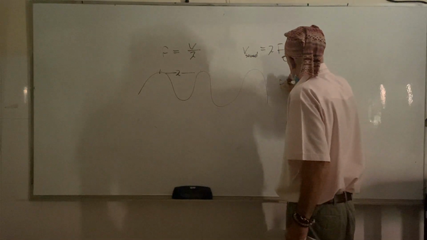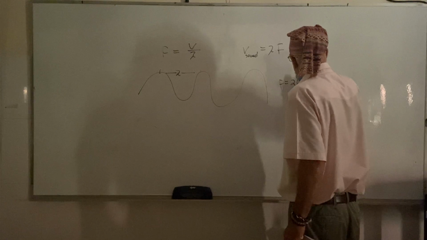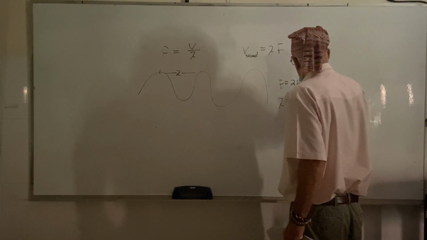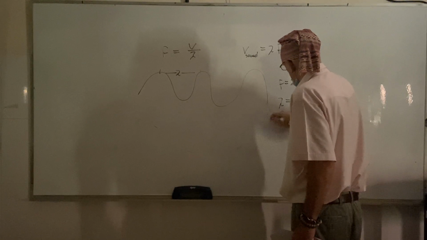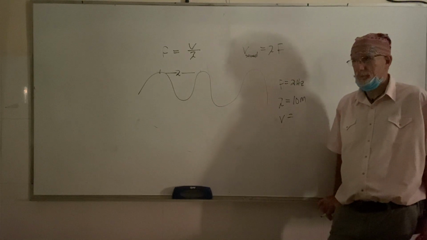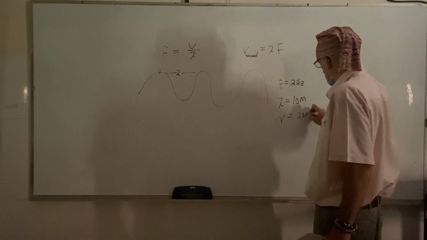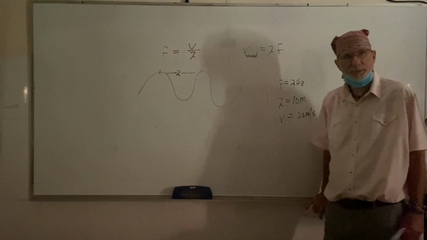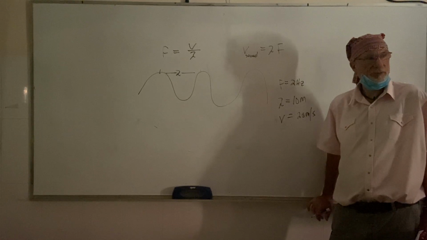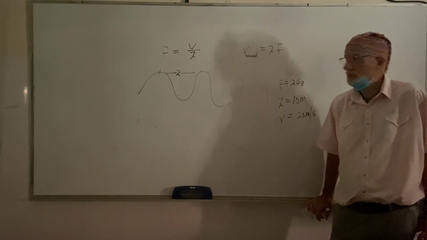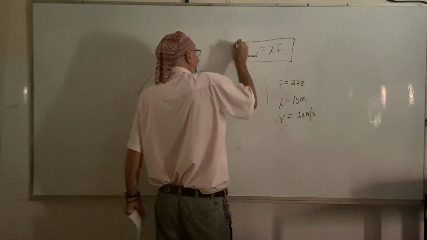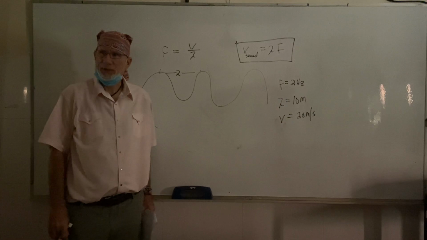If the frequency is 2 hertz and the wavelength is 10 meters, what's the speed? Simple. What's the speed? 20. Yes? Is that simple? Yes or no? I said that was easy. You're just using this equation, and I'll put the equation on the board tomorrow. It's easy. It's not hard.